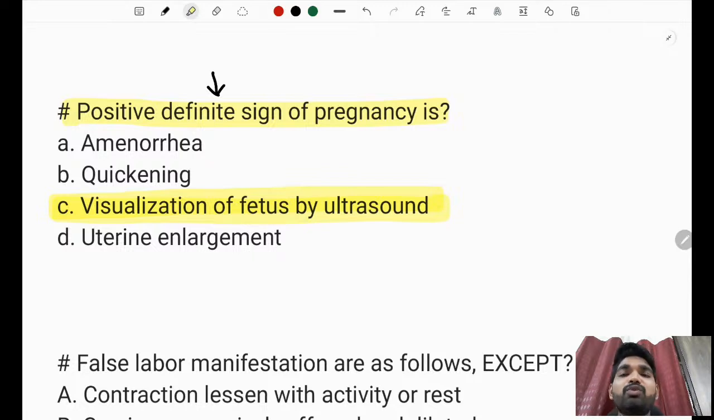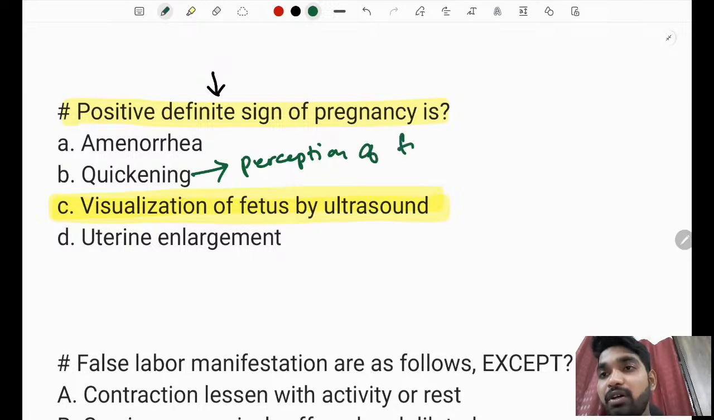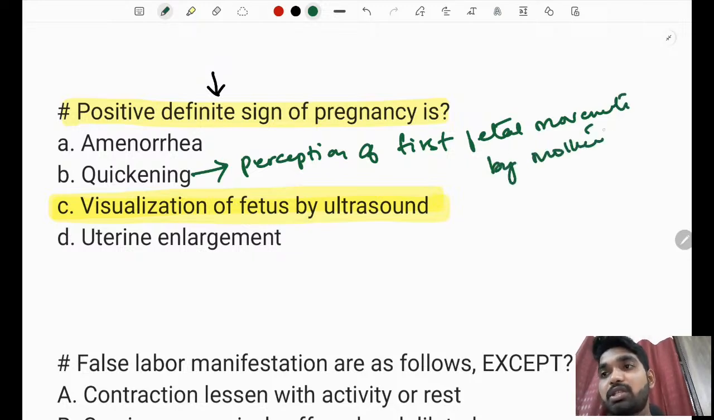Option B, quickening. What is quickening? What do you mean by quickening? Perception of first fetal movements by the mother is called quickening.